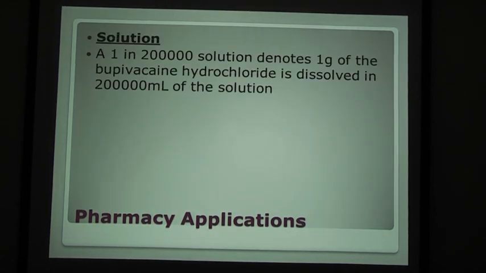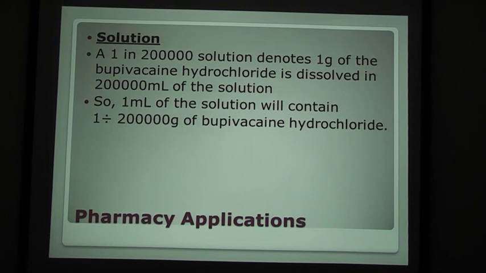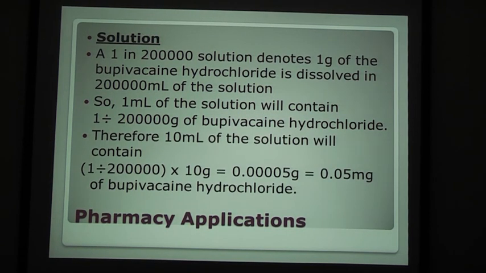So 1 in 200,000 means I've got 1 gram of the bupivacaine in 200,000 mils of the solution. Okay? That's the first and the most important thing to do. Get the units right and get the numbers right. Don't miss out a 0 or anything. So 1 gram in 200,000 mils of the solution. So 1 milliliter of the solution will contain 1 divided by 200,000 grams of bupivacaine. So therefore 10 milliliters of the solution will contain 1 divided by 200,000 times 10. And again, if the maths is done correctly, you should end up with 0.05 milligrams of the bupivacaine.